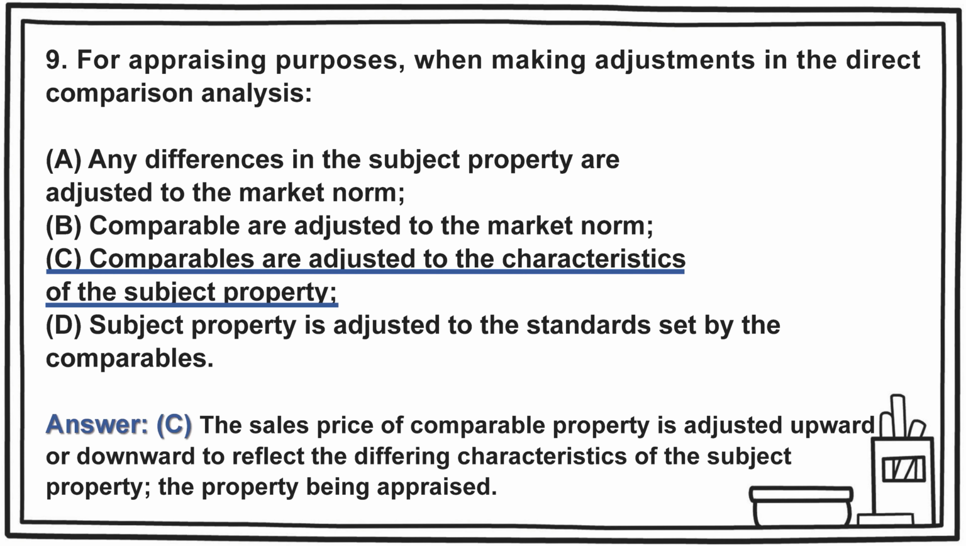Answer: C. The sales price of comparable property is adjusted upward or downward to reflect the differing characteristics of the subject property, the property being appraised.